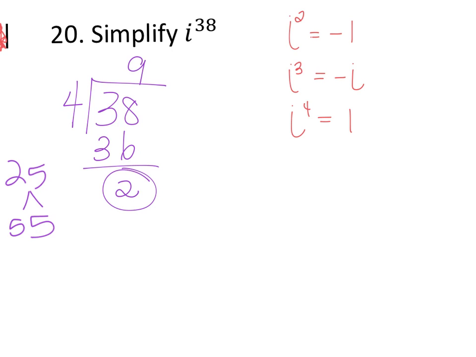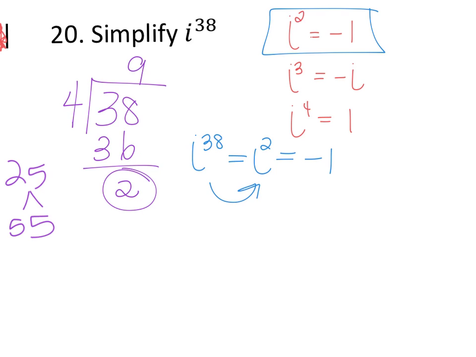That 2 actually shows up when I write i to the 38th. I'm saying that there's going to be 2 left over. And so i to the 2nd, as I defined, is equal to negative 1. So i to the 38th equals i to the 2nd power, which equals negative 1. So I want to see something like that, and then you're really done.